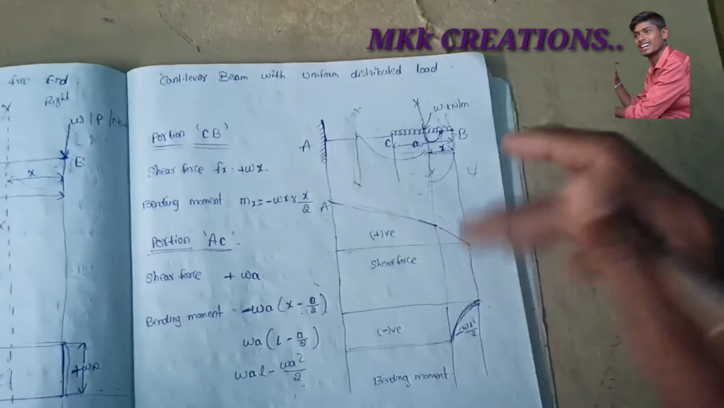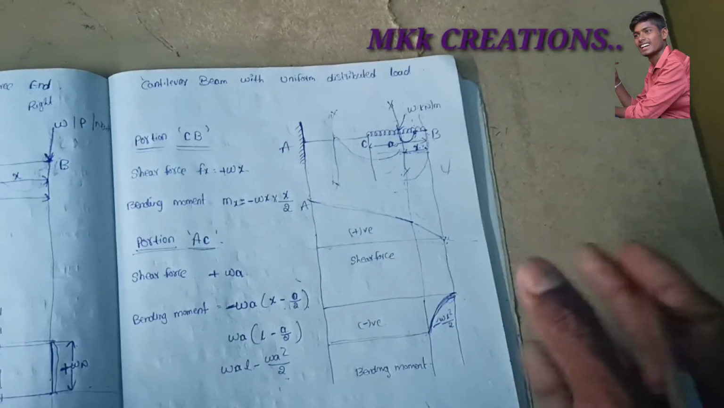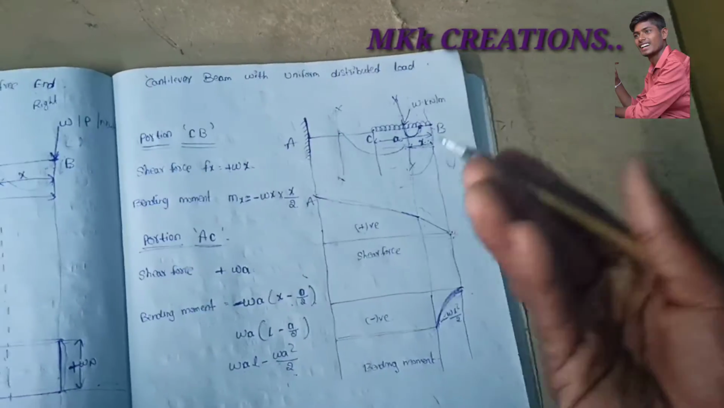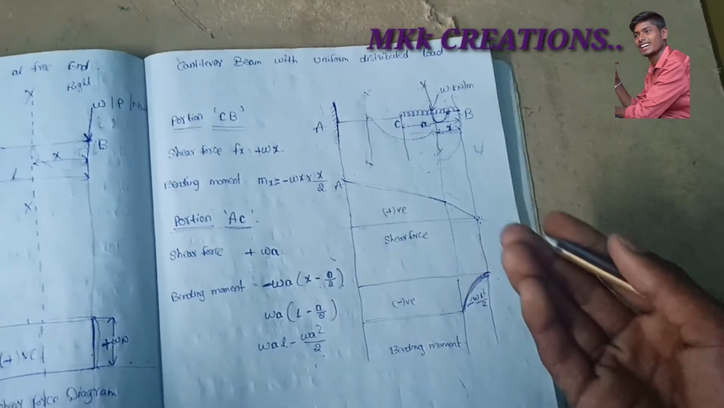So in the next class we will discuss the cantilever beam with uniformly varying load. After the derivations we move to the problems. Then we can understand the problems.